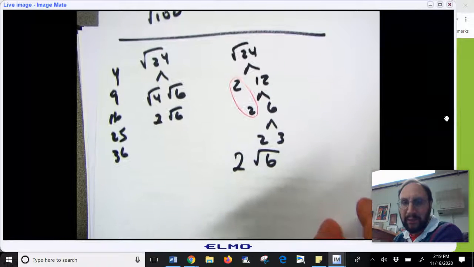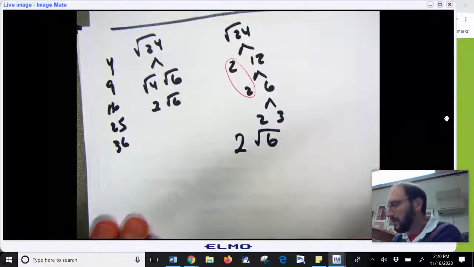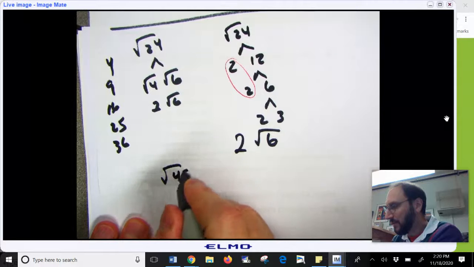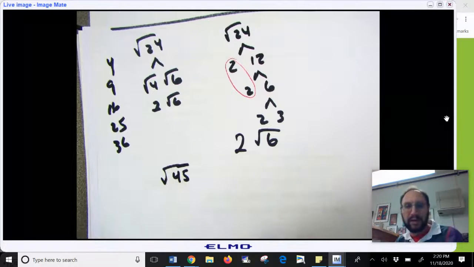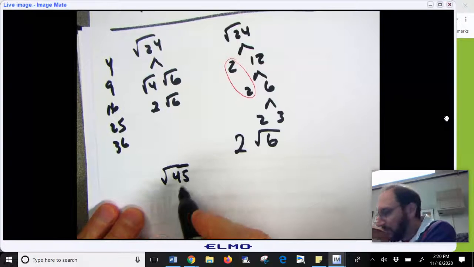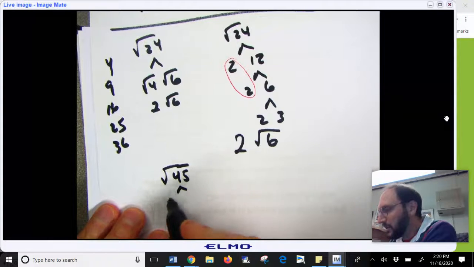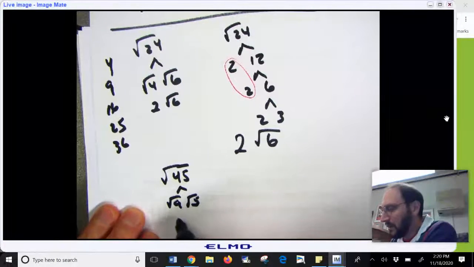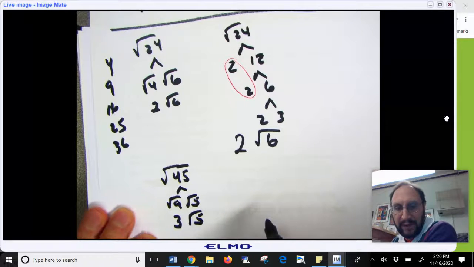So use this example to do something like this, the square root of 45. Take a minute and pause and get the answer to the square root of 45. So I got the answer for the square root of 45 by either changing this to 9 times 5. So we have 3 square root of 5 as an answer.